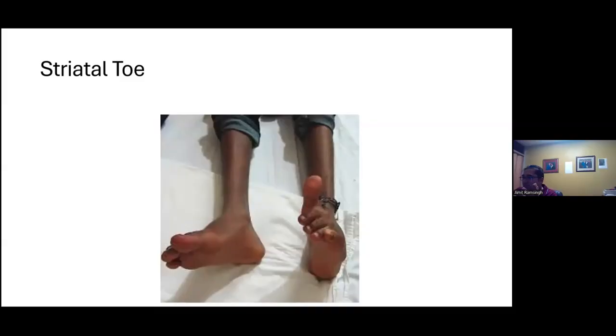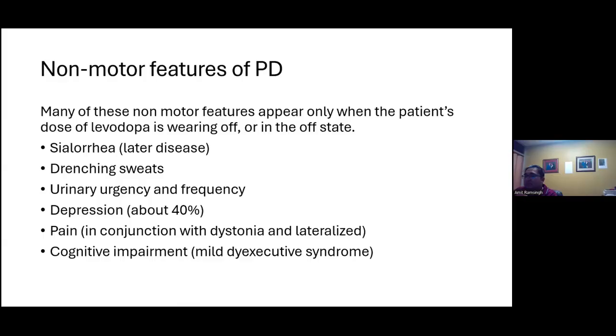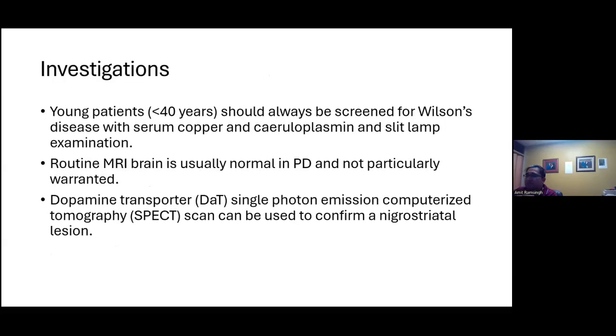It could be mistaken for an upgoing plantar response. In terms of your non-motor features, they are many and varied, such as sialorrhea in later disease, drenching sweats, which is indicative of autonomic instability, urinary urgency and frequency. Depression is quite common in about 40% of patients, as well as cognitive impairment. It's usually more of a mild dysexecutive type syndrome as opposed to an Alzheimer type picture.